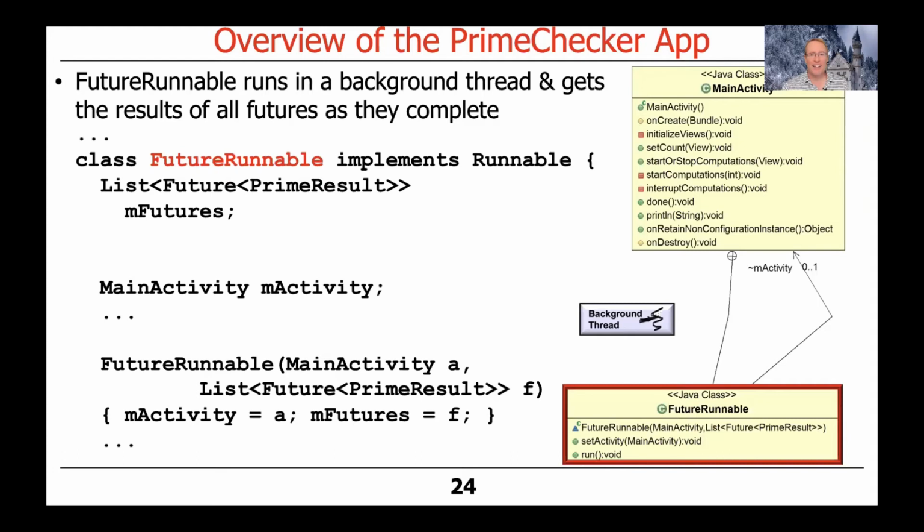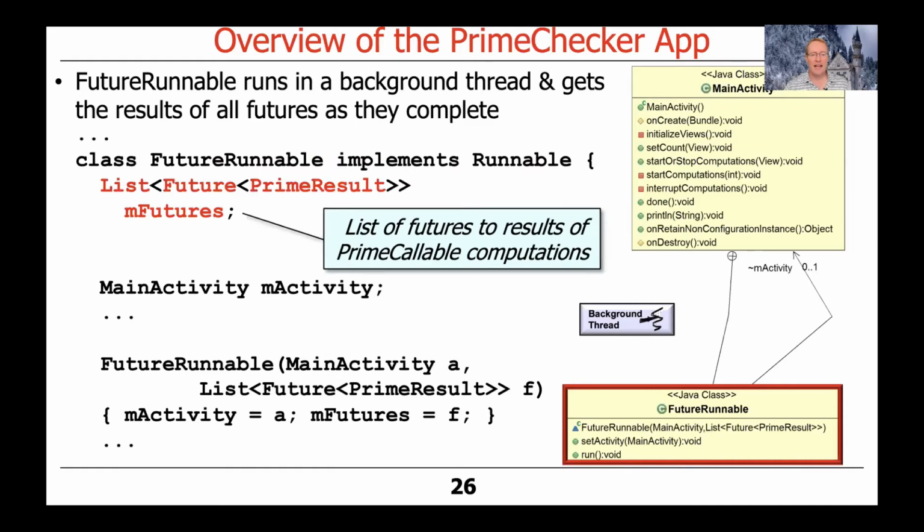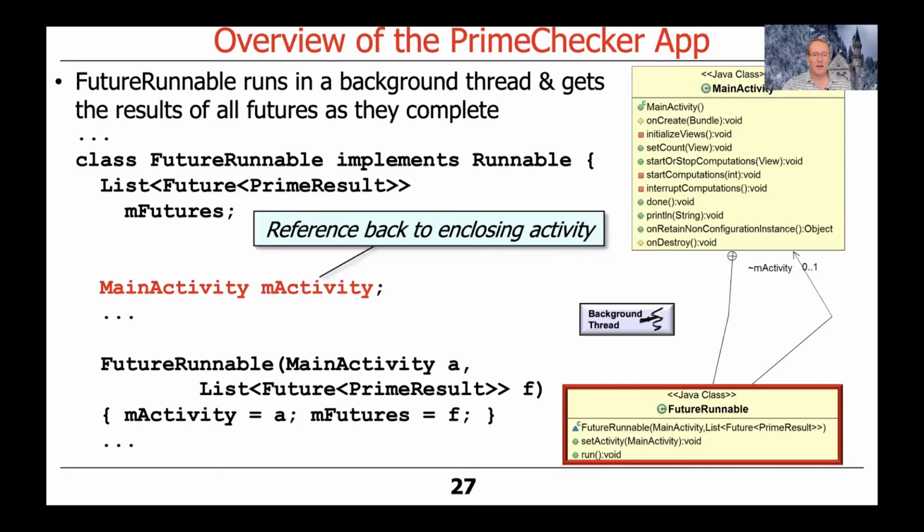FutureRunnable is going to be the task we pass to this second thread. It's going to run in the background and will be used to redeem all these futures when they complete. It'll get the results of those futures and print them out. So FutureRunnable is a runnable, and it's going to contain a list of futures to these prime results. And it'll also have a reference back to the enclosing activity so we can use it to print the results.